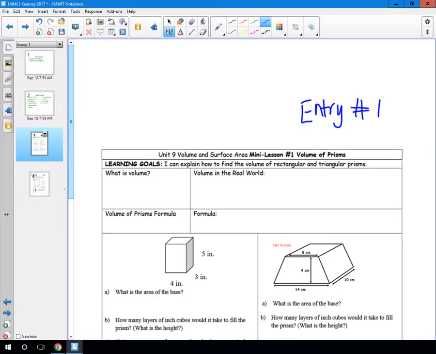First of all, let's talk about what is volume. Before we got to this unit, we talked about 2D figures and area. You can find the area of 2D figures, but now we're getting into 3D figures. So now we're going to be talking about volume. And volume is the amount of cubic units inside a figure.